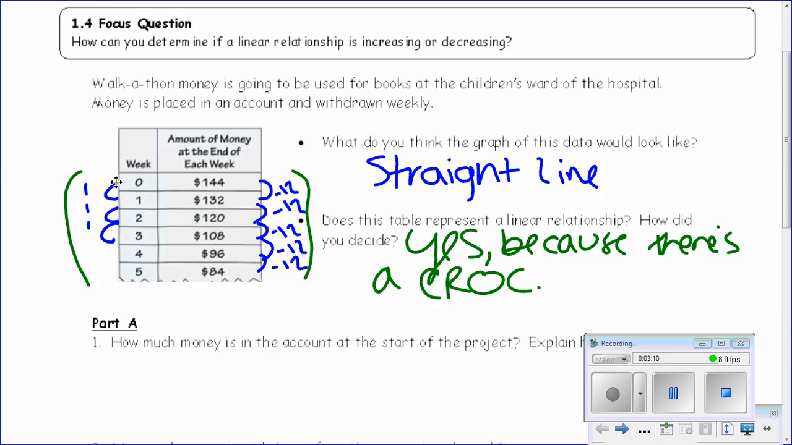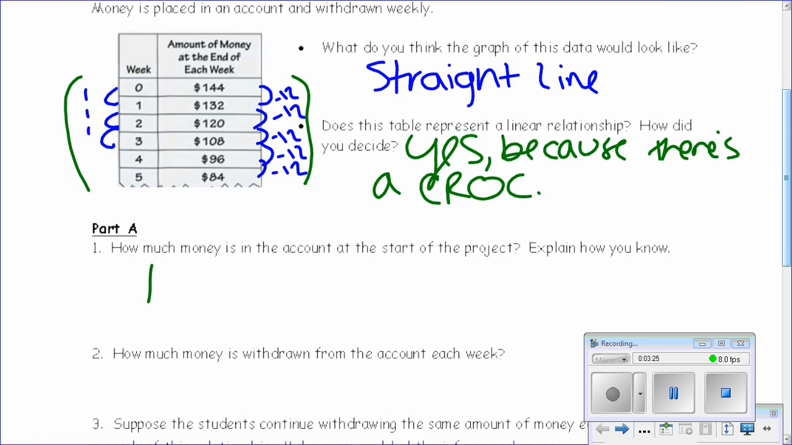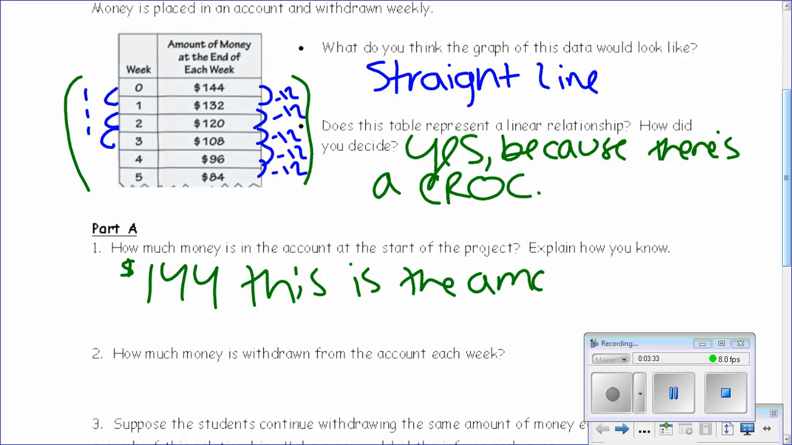Part A, it says, how much money is in the account at the start of the project? When they start this project and they haven't done a thing yet, Mason, how much is in there? $144, because this is the amount at 0 weeks. Perfect. Does everyone see that? Before they even start, at week 0, which means they haven't started yet, how much money are they at? Well, let's look over there. And Mason saw that was $144.